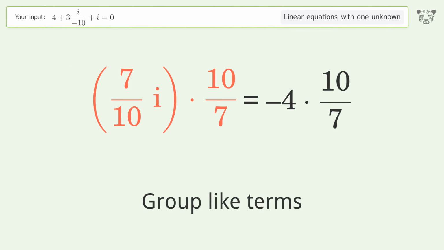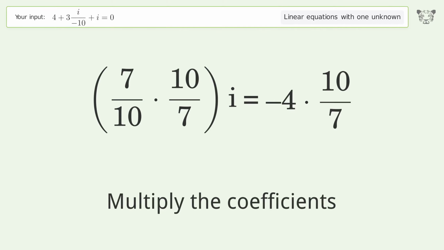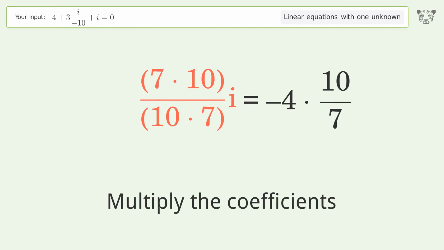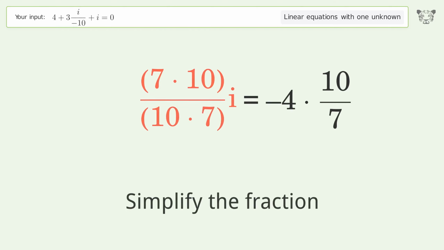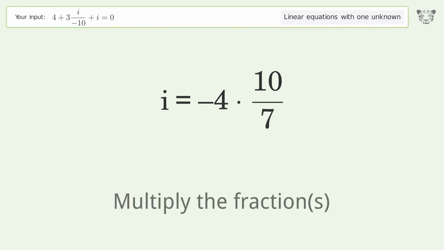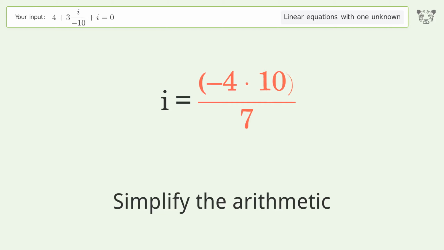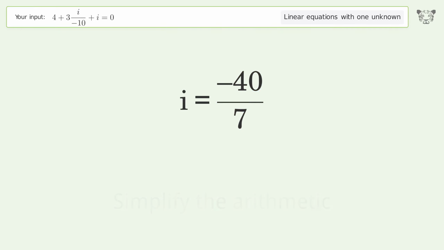Group like terms. Multiply the coefficients. Simplify the fraction. Multiply the fractions. Simplify the arithmetic. And so the final result is I equals -40/7.